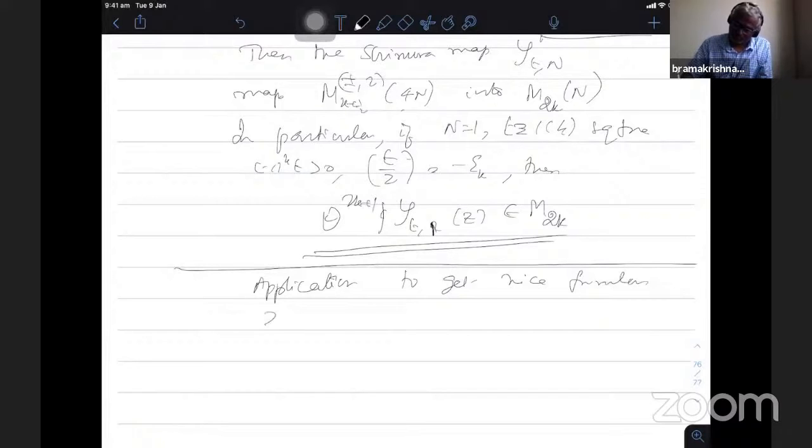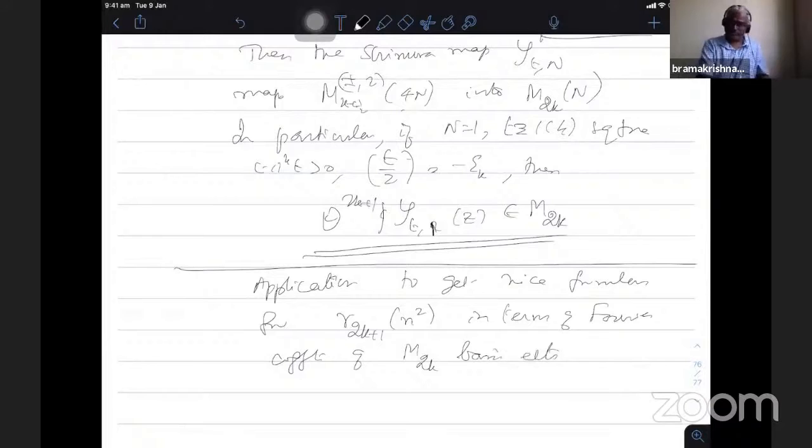for r_{2k+1}(n^2) in terms of Fourier coefficients of M_{2k} basis elements. At the end, I think we'll. So what is r_{2k+1}? r_{2k+1}(n) is the number of ways n can be written as the sum of x_i squared, i equal to 1 to 2k+1, where the x_i are integers. Number of ways n can be written as a sum of 2k+1 squares.